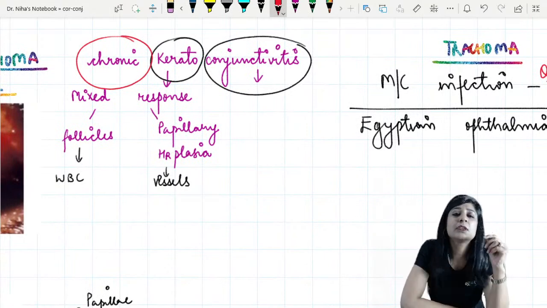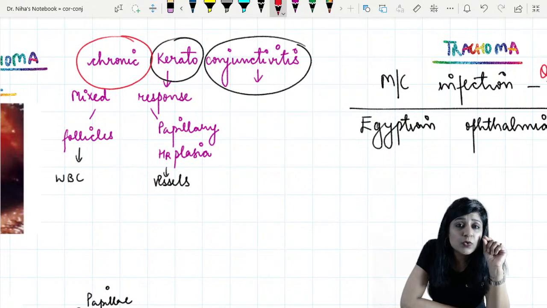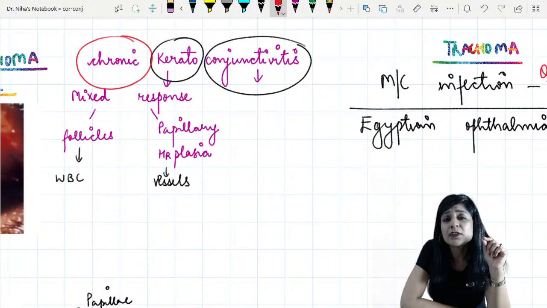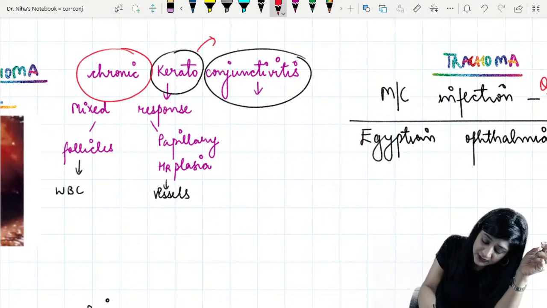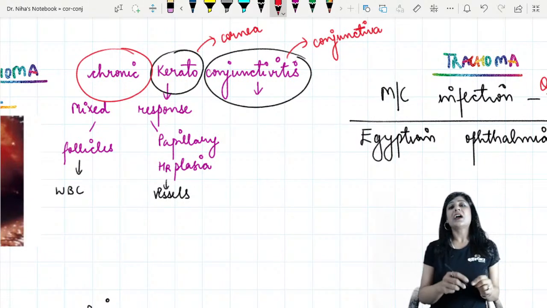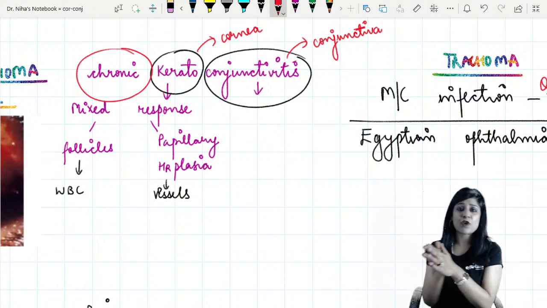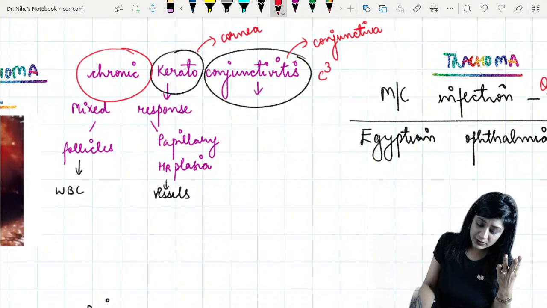If I talk about bacterial or viral infections, they cause acute keratitis. But trachoma is a chronic keratoconjunctivitis. Kerato means the cornea is involved and conjunctivitis means the conjunctiva is involved. So basically it is a condition where both cornea as well as conjunctiva are involved. So 3 C's, this is your C to the power 3.